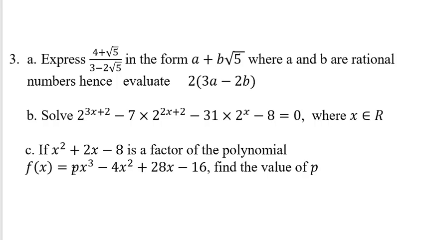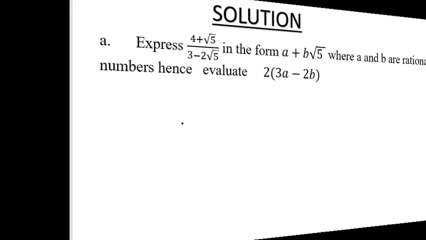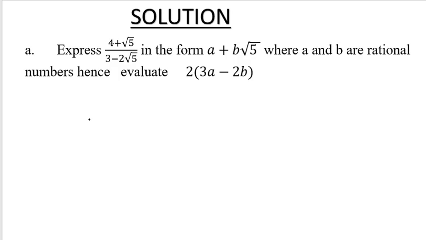Okay, so today we'll try going through the solutions for these questions. So we start with A. For A, we have to express 4 plus root 5 over 3 minus 2 root 5 in the form a plus b root 5. That is the first part.